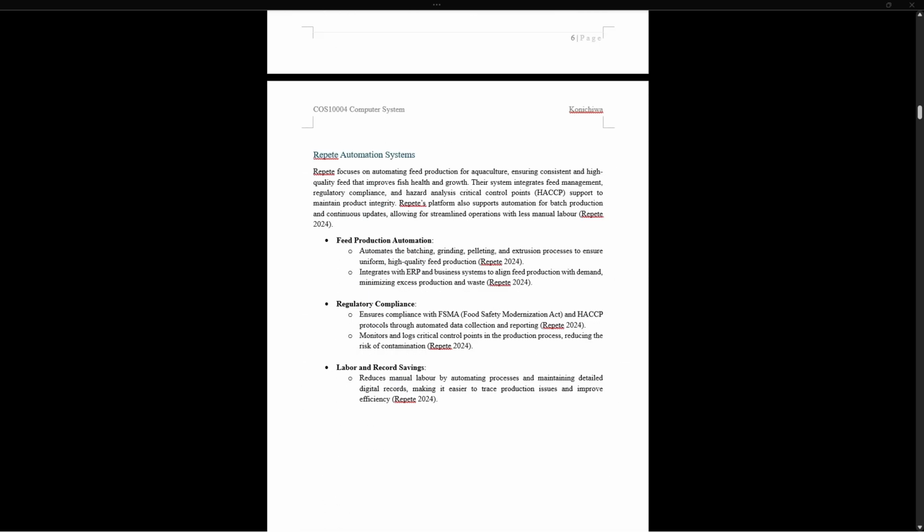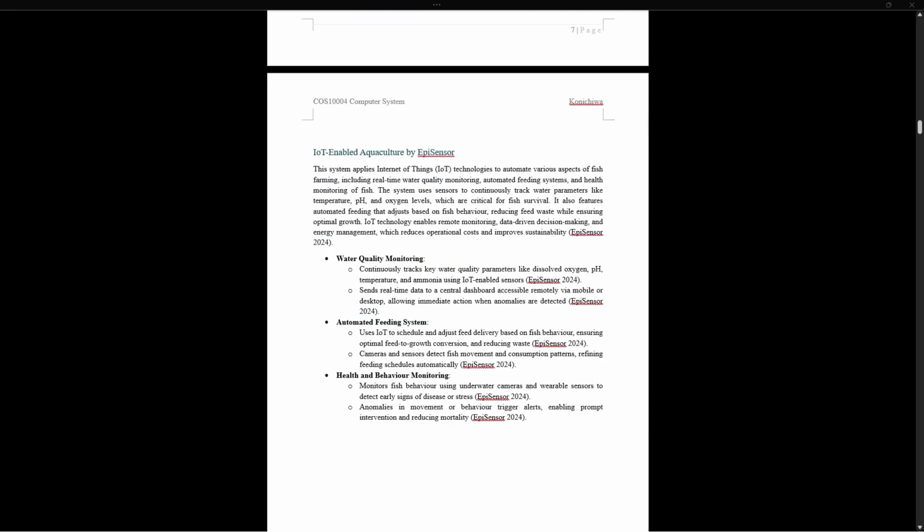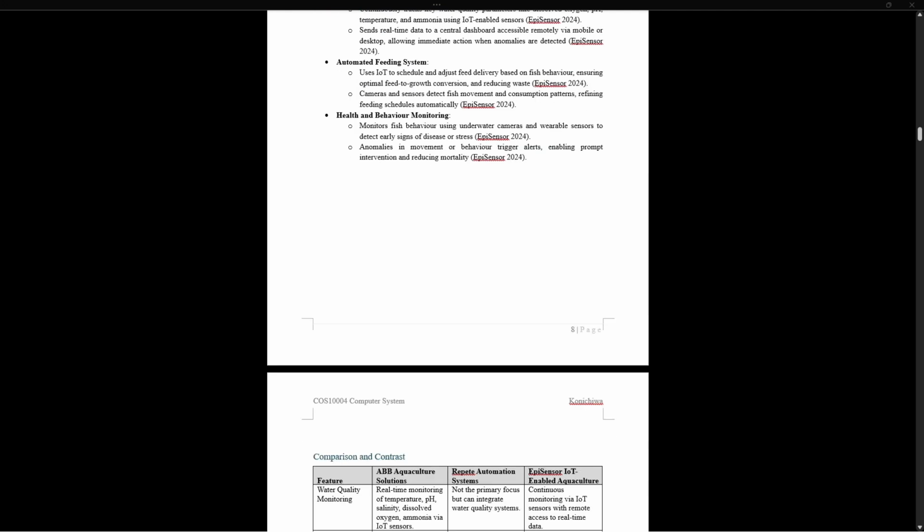Next, we have the Reepack automation system. The automation system specializes in feed production automation, ensuring high quality feed and supporting regulatory compliance, which reduces waste and labor while maintaining food safety and standards. And then the last one, we have the IoT-enabled aquaculture by Epicensor. Epicensor's IoT-based system tracks water quality, adjusts feeding schedules, and monitors fish health. It allows remote management and efficient operation, ensuring sustainable fish farming practices.